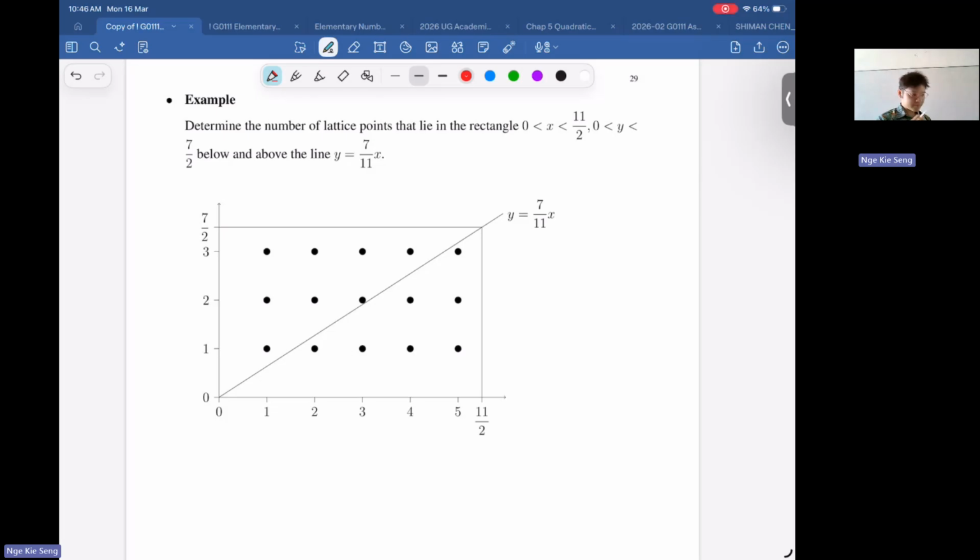Okay, so determine the number of lattice points that lie in the rectangle with x from 0 to 11/2 and y from 0 to 7/2, and then split them by using this line here, y equals 7/11 x, that is 7x/11.